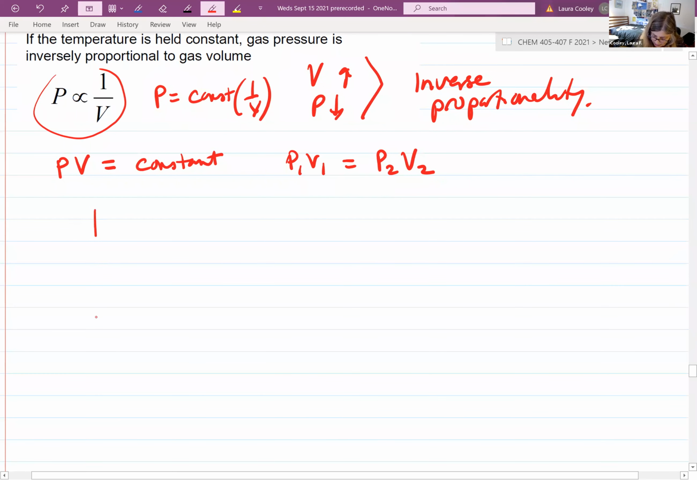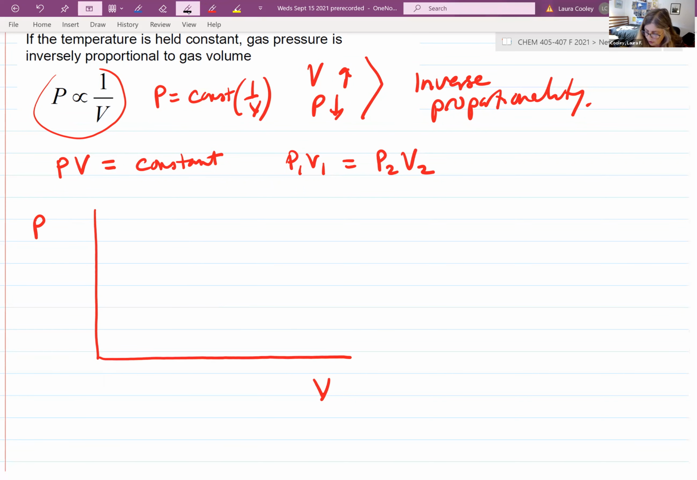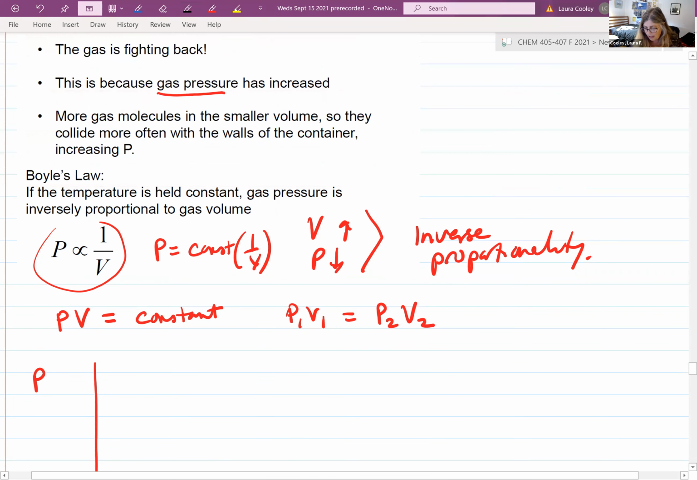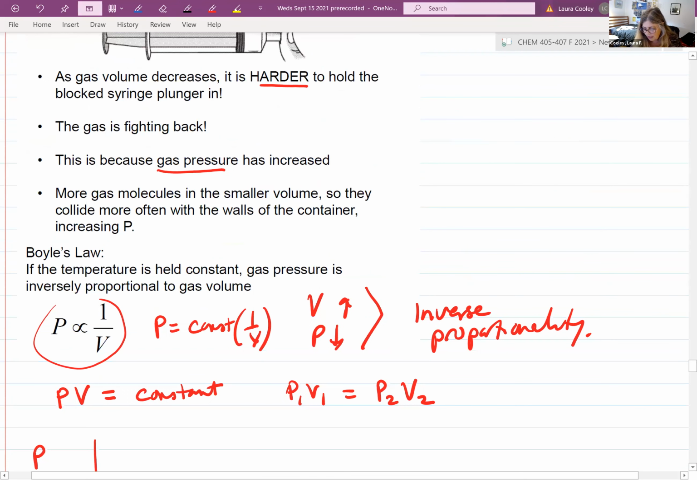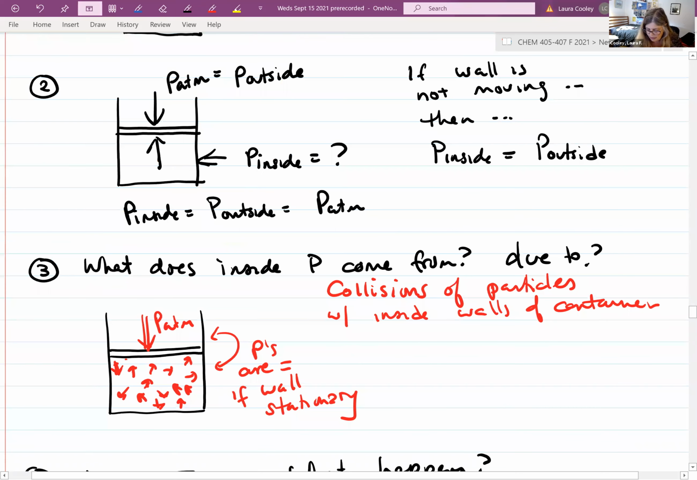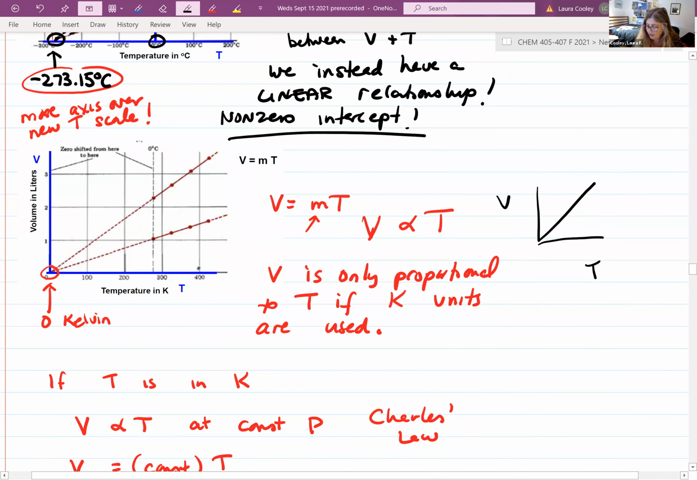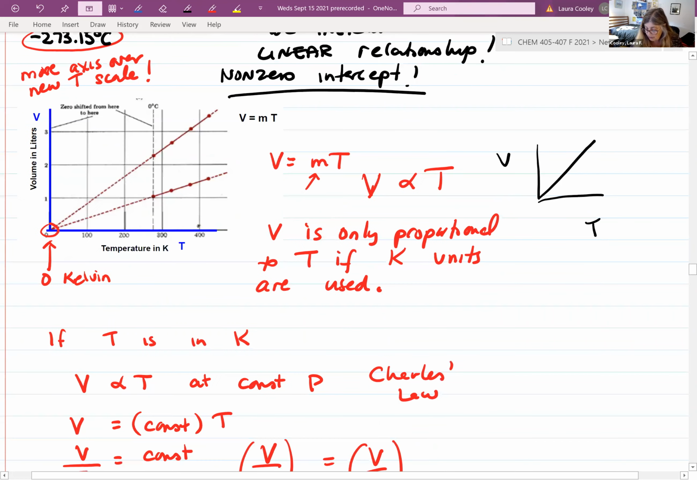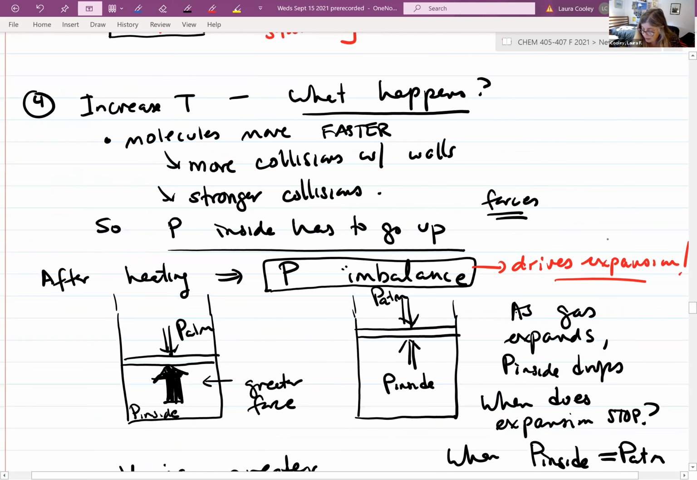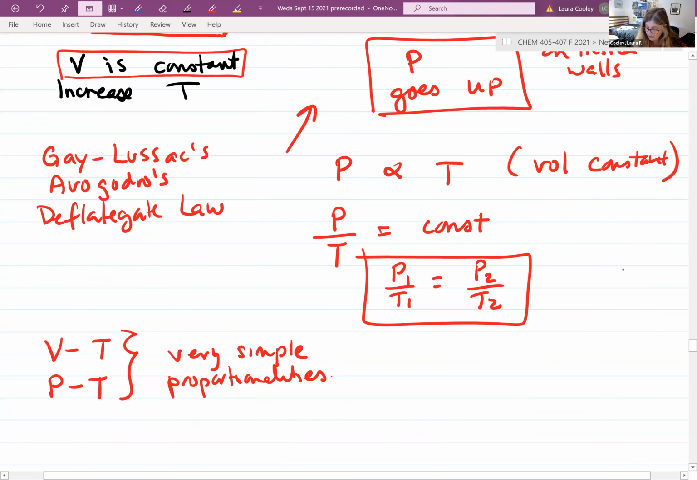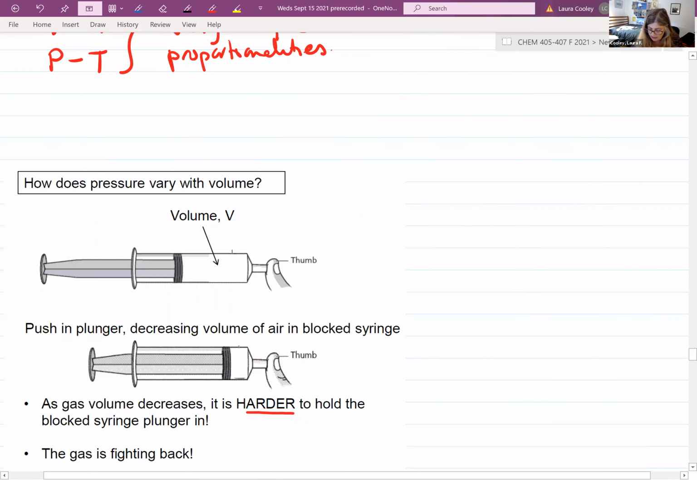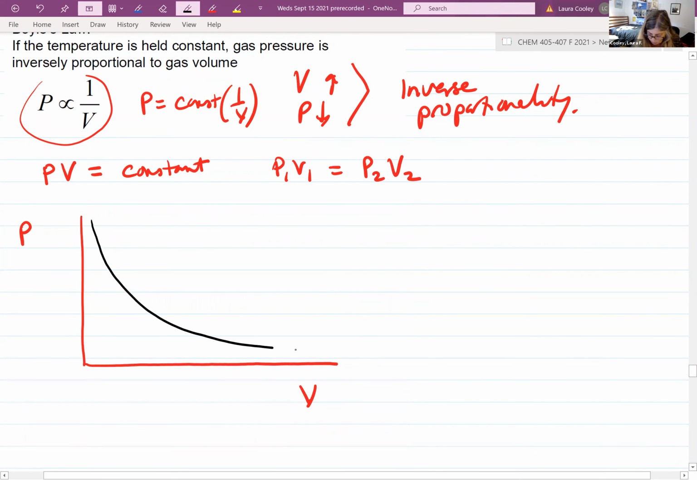So when we look at a graph of P versus V, I talked about a graph for Charles's law. I showed you how that was a straight line. Where is that? Right there, right? Straight line. V versus T is a straight line. In Kelvin, it goes through the origin. P versus T would also be a straight line. But when you look at P versus V, you don't get a straight line. You get a curve. It's an inverse proportional curve.